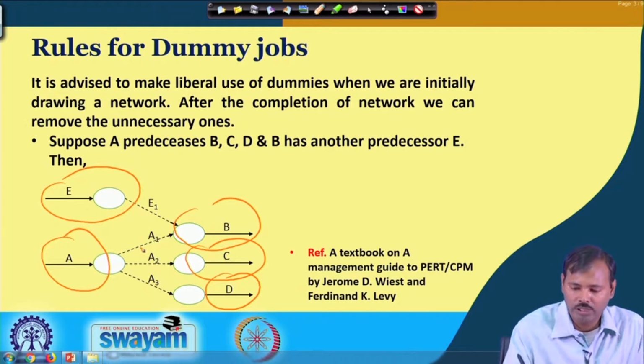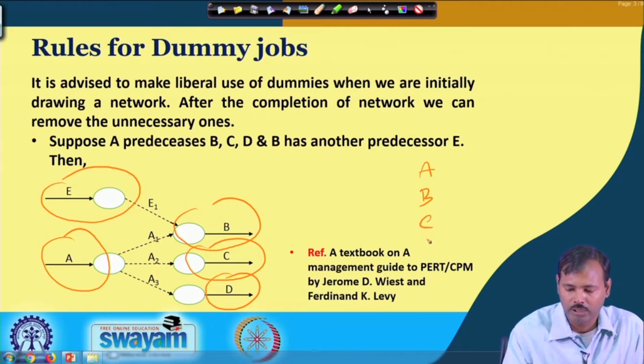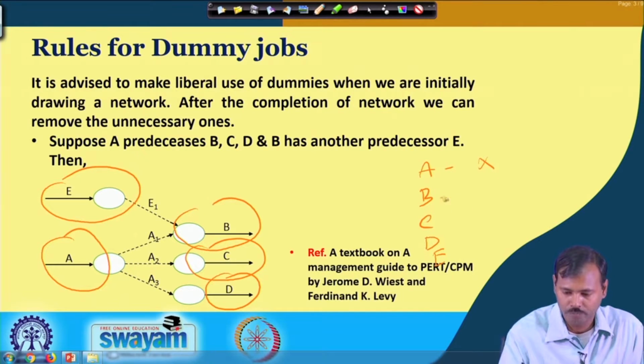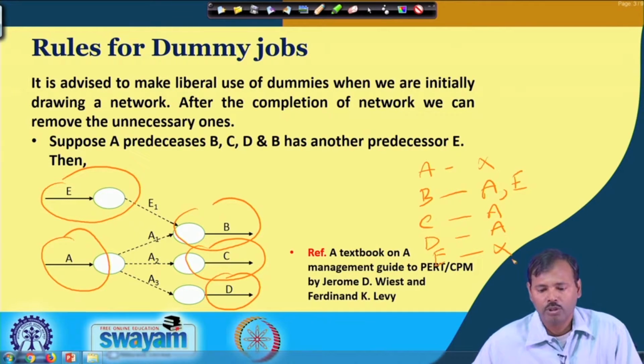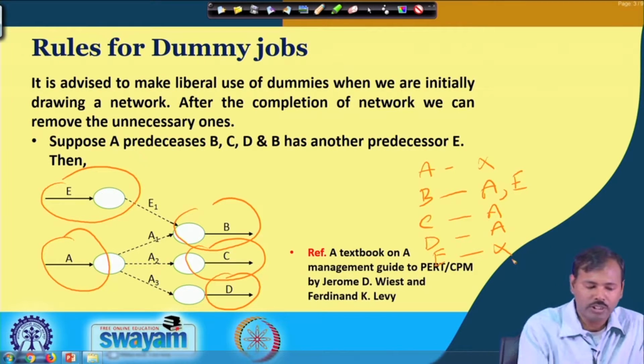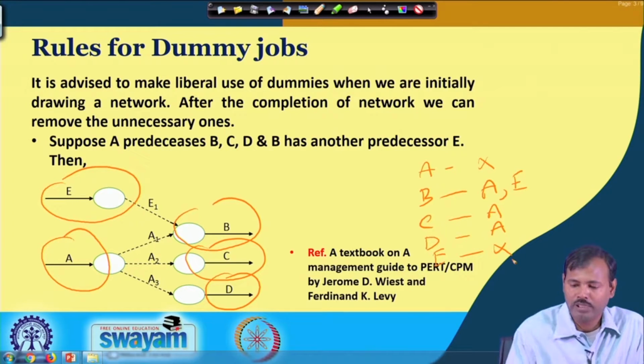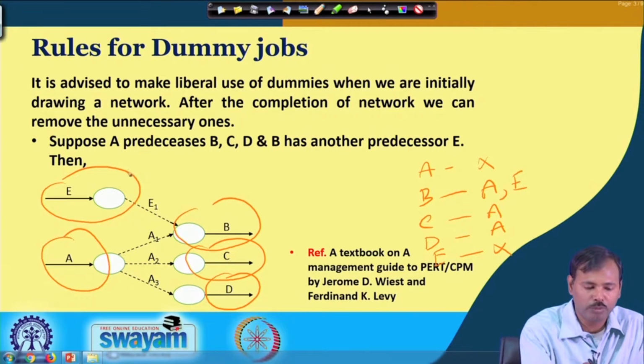So, we can draw the table like this: A, B, C, D, E, where A is having predecessors none, B is having predecessors A and E, C is having predecessors A, D is having predecessors A and E is having predecessors none. So, we are trying to construct this one, and by that way, we have individually distributed each and every activities.